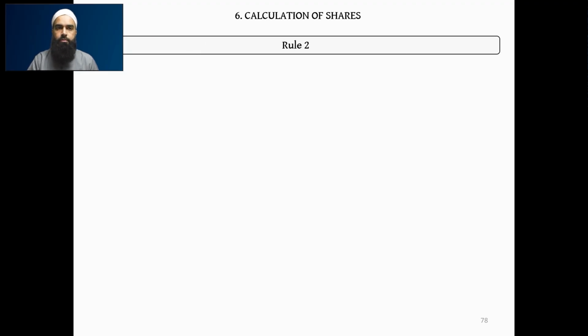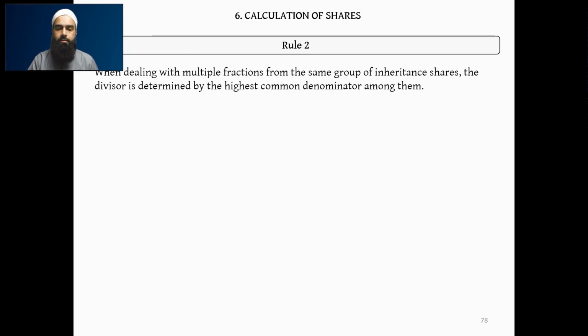So rule number 2, when dealing with multiple fractions from the same group, it's all in one group, okay, of inheritance shares, the divisor is determined by the highest common denominator amongst them. So let's do some examples to understand what we're saying here. So example number 1, deceased left behind a wife, a daughter, and a full brother.